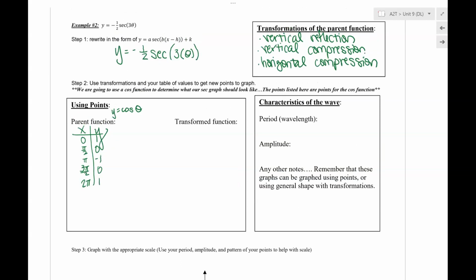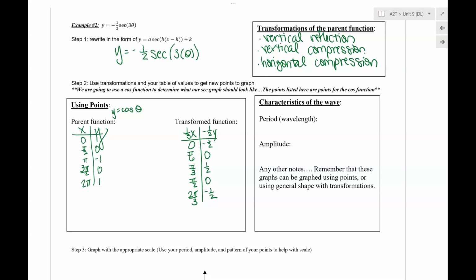Okay, for the transformation chart, we have 1/3 x, and then we have -1/2 y. So if I plug in 0 for x, I get 0. If I plug in pi over 2, I get pi over 6. Pi becomes pi over 3. 3 pi over 2 becomes 3 pi over 6, or pi over 2, and then 2 pi becomes 2 pi over 3. For the y values, if you plug in 1, you get -1/2. 0 is 0. -1 is 1/2. 0 is 0. 1 is -1/2.